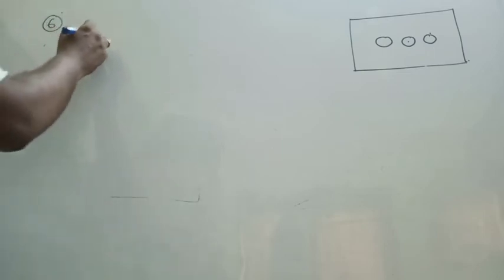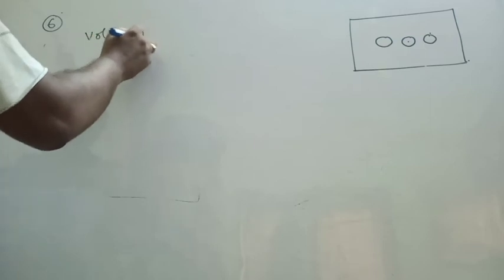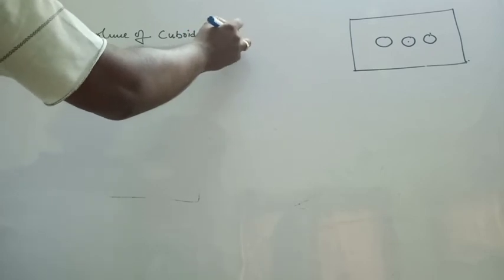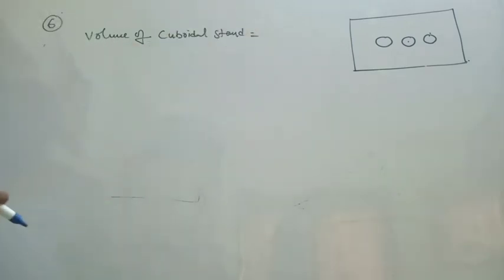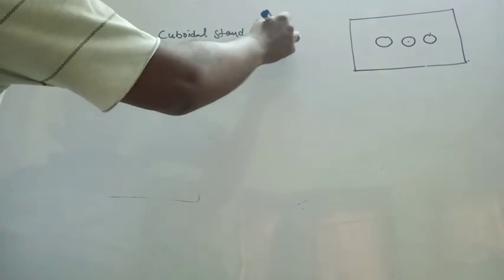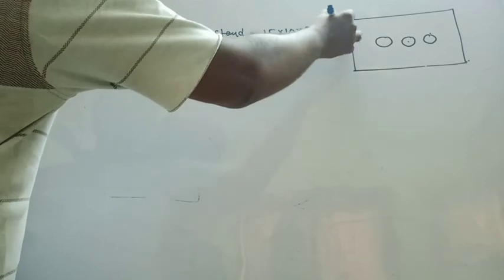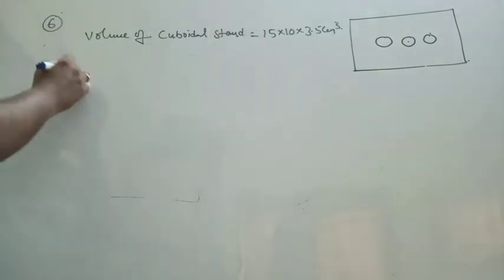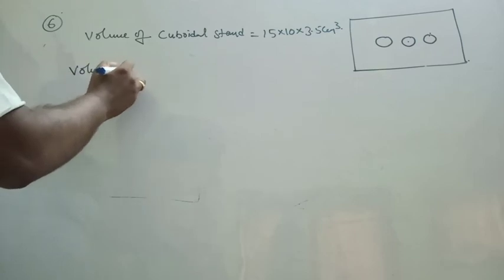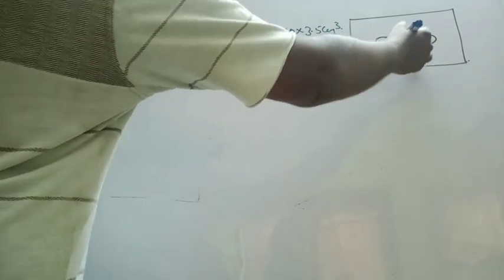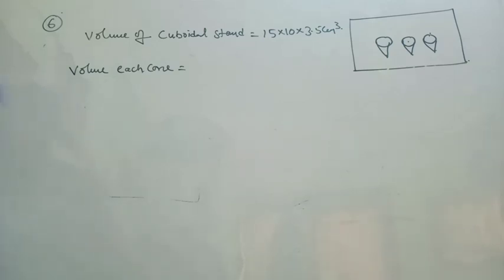Now the volume of the cuboidal stand is given by the measurements they have given: 15 into 10 into 3.5, that is length into breadth into height, in cubic centimeter. This is the volume of the cuboidal stand. And the volume of each cone: because each depression is in the form of a cone, such that you can keep the pen very nicely.